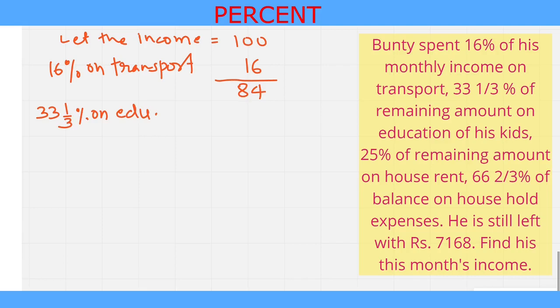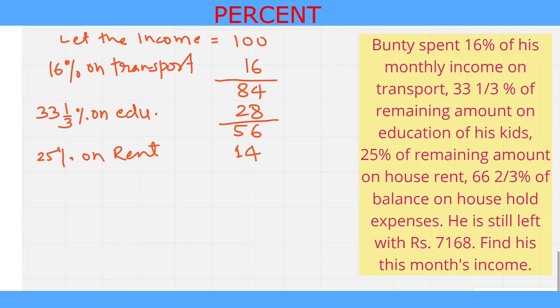33 and 1/3% of remaining amount on education of kids. So 33 and 1/3% is 1/3 of 84, and 1/3 of 84 is 28, and on subtracting 28 from 84 we get 56. Now 25% of this on house rent. So we have to calculate 25% on 56, and 25% is 1/4. 1/4 of 56 is 14, as 14 times 4 is 56.